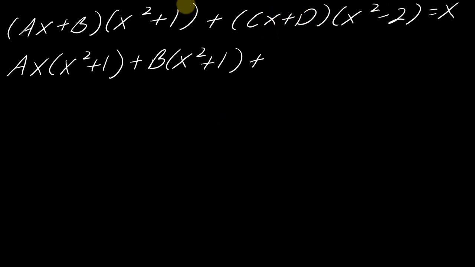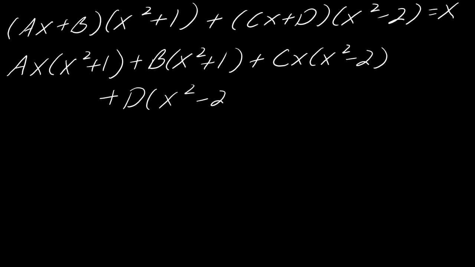And then we'll repeat that process over here. So plus cx times x squared minus 2. And then d, let's see, I'm running out of space. So plus d times x squared minus 2 equals x.